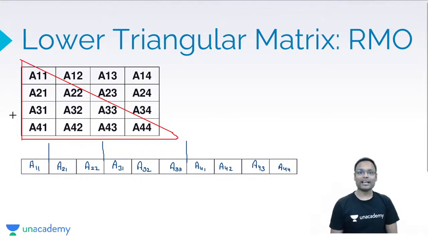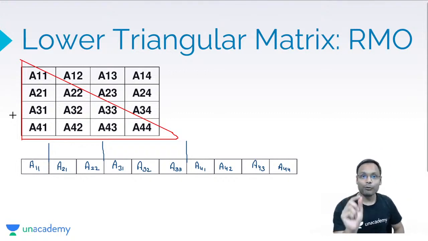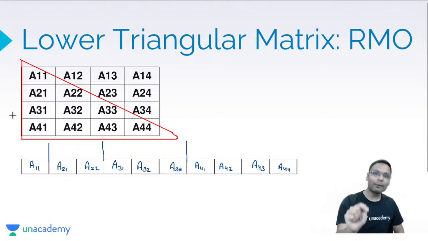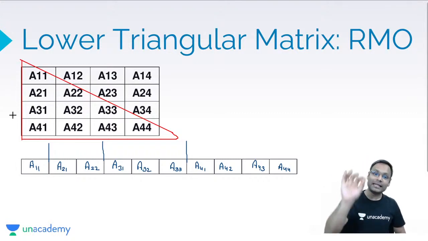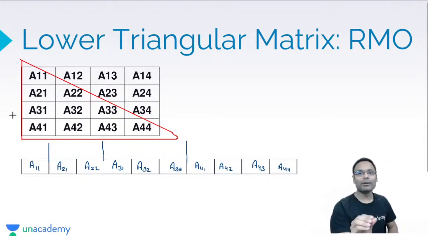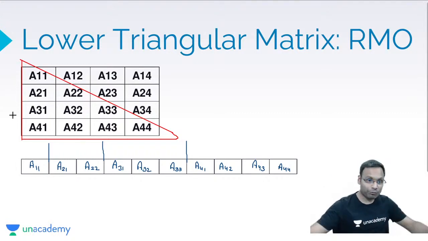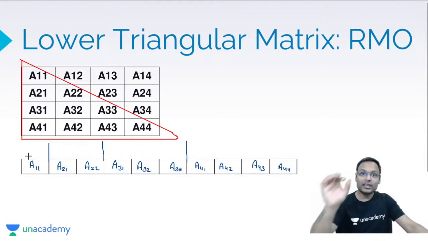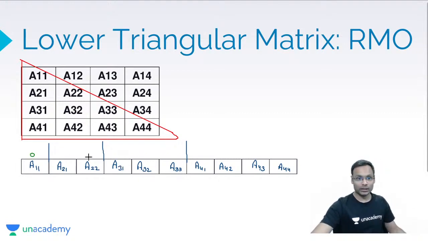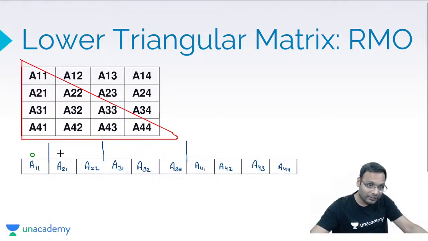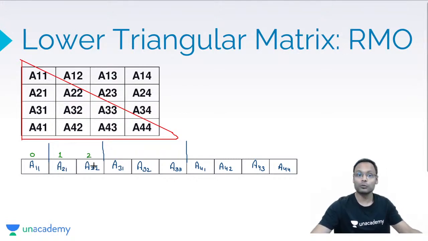Fine. If you remember my previous lectures, I have always told you one thing, which is relative index. Relative index means before any element in the memory, how many elements of that array are stored. So if I check A of 1, 1, the relative index of A of 1, 1 should be 0. Why? Just because before this no element of the array is stored. A of 2, 1 has relative index 1. A of 2, 2 should have relative index 2. Why? Just because two elements are stored before A of 2, 2.